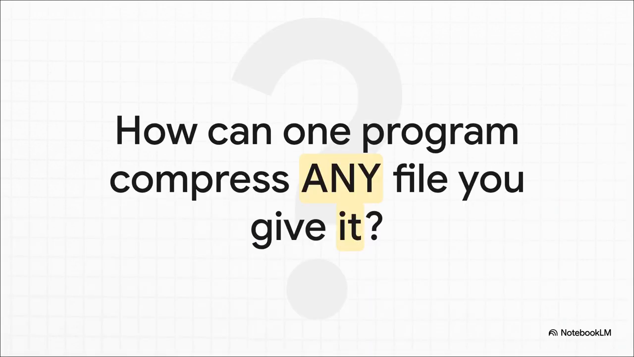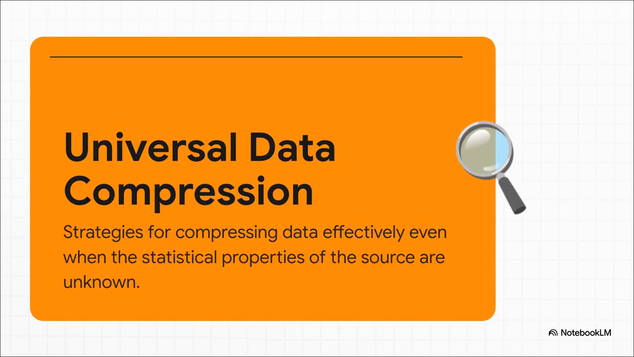Okay, so let's start with a puzzle you run into every single day, probably without even realizing it. How can one single program, like Zip, compress any file you throw at it? I mean, how does it handle a photo, a text document, and a spreadsheet? They're completely different, right? Well, the answer lies in this really fascinating field called universal data compression. And that word universal is the key. It's all about designing these clever strategies that can shrink data even when they have absolutely no idea what kind of data they're looking at.